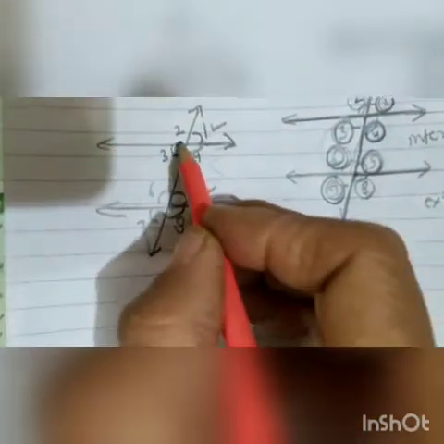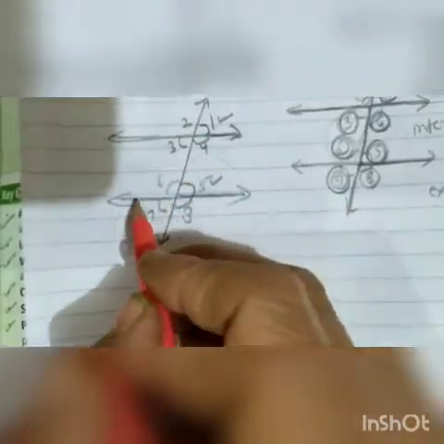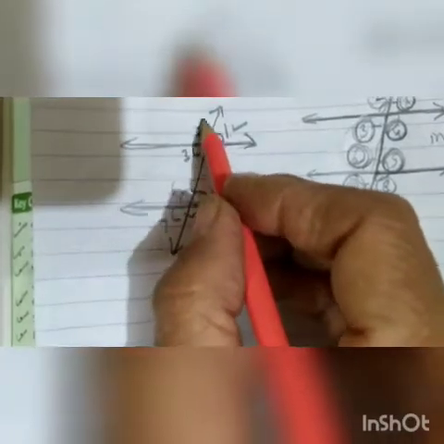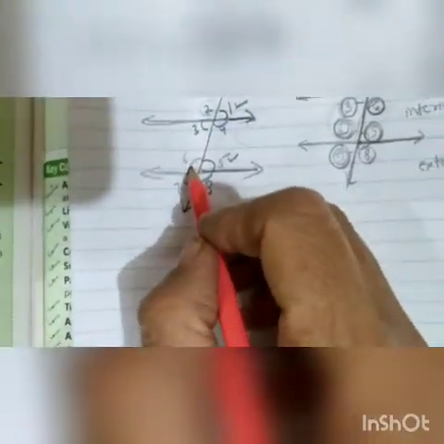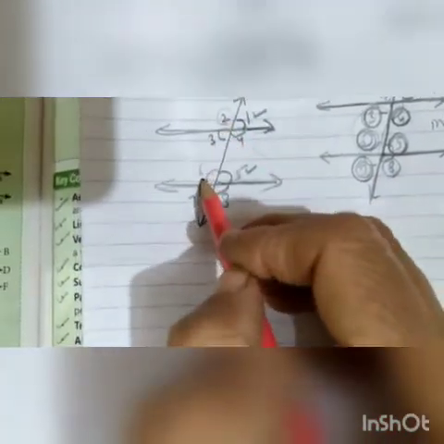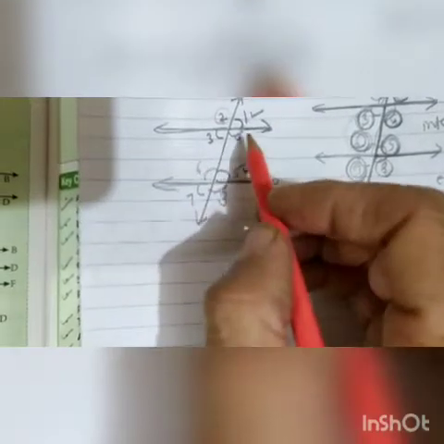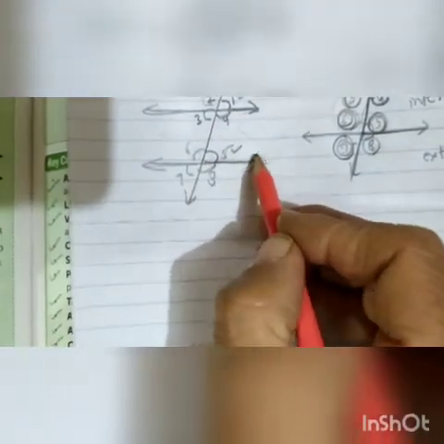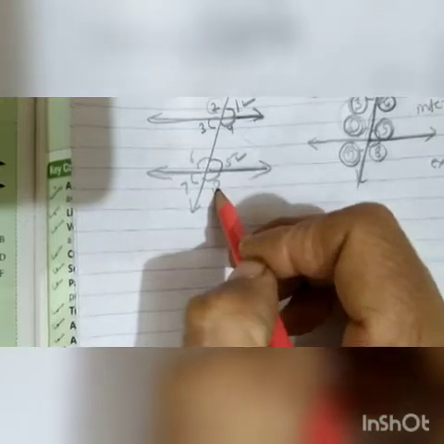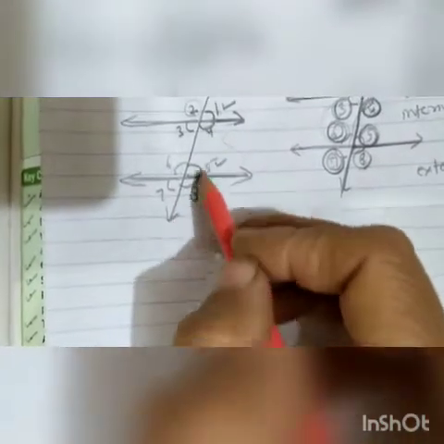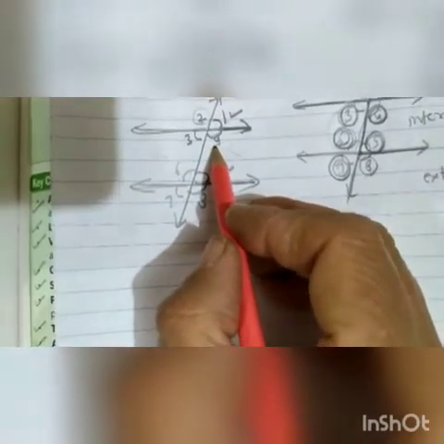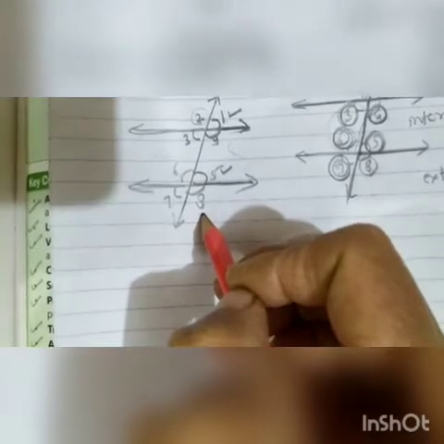Now above this line angle 2 and above this line angle 6. This is another pair of corresponding angles. If this angle 2 is 130, then angle 6 is also 130. Angle 1 is equal to angle 5 and angle 2 is equal to angle 6. In the same way, below this line angle 4 and below this line angle 8. These are also corresponding angles and they are also equal in measurement. If angle 4 is 100 degrees, then angle 8 is also 100 degrees.